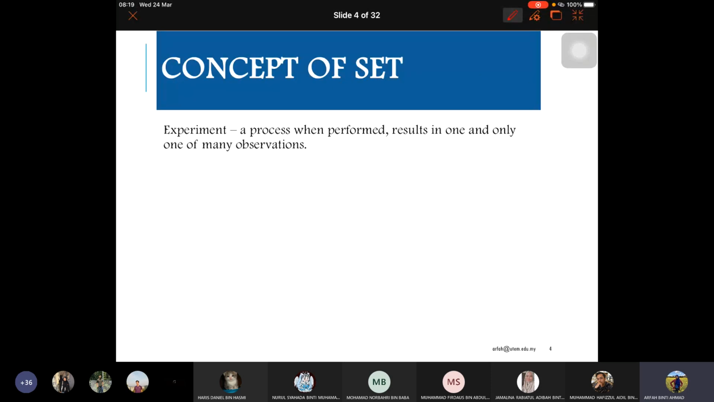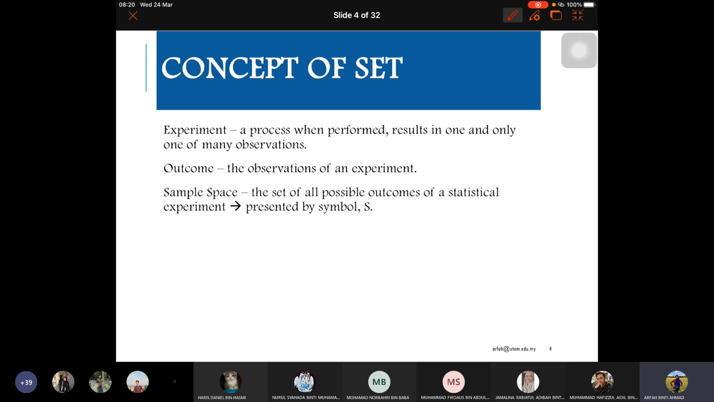Okay, so untuk kira probability of a function, there are a few definition yang kita kena tahu. So the first one, experiment. Apakah eksperimen? It is a process when performed result in one and only one of many observation. So eksperimen tu eksperimen lah bila kita buat satu uji kaji. Okay. Outcome, observation of an experiment. So apakah nilai dapatan daripada sesuatu eksperimen tu? And sample space is the set of all possible outcomes of a statistical experiment, and it is presented by the symbol of S. Okay, that is sample space.